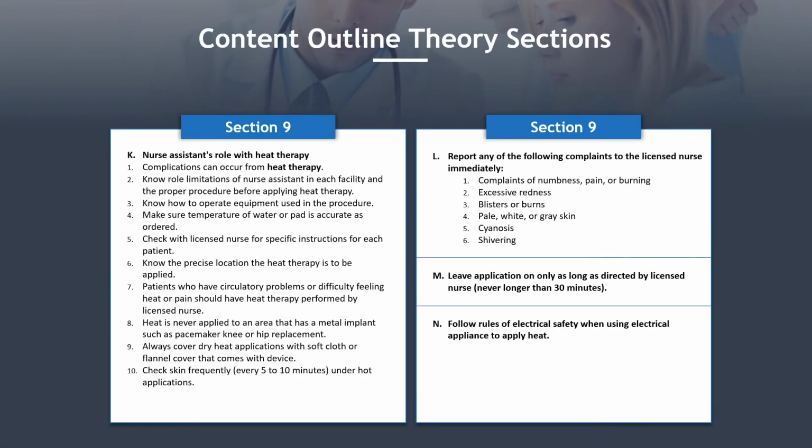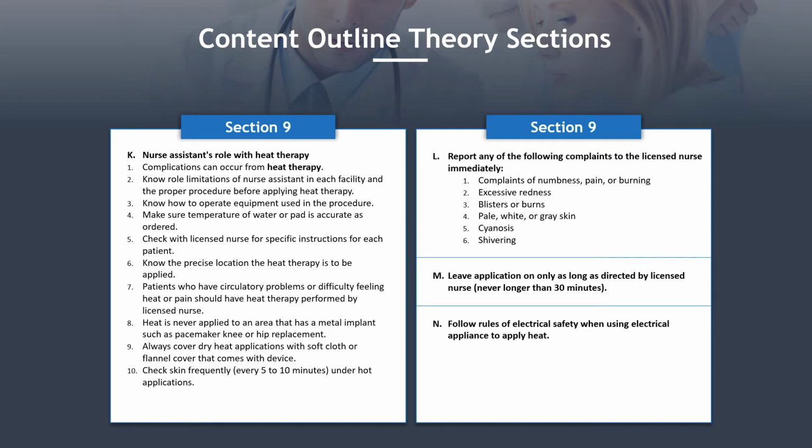K. Nurse assistant's role with heat therapy. Complications can occur from heat therapy. Know role limitations of the nurse assistant in each facility and the proper procedure before applying heat therapy. Know how to operate equipment used in the procedure. Make sure the temperature of the water or pad is accurate as ordered. Check with a licensed nurse for specific instructions for each patient. Know the precise location the heat therapy is to be applied.